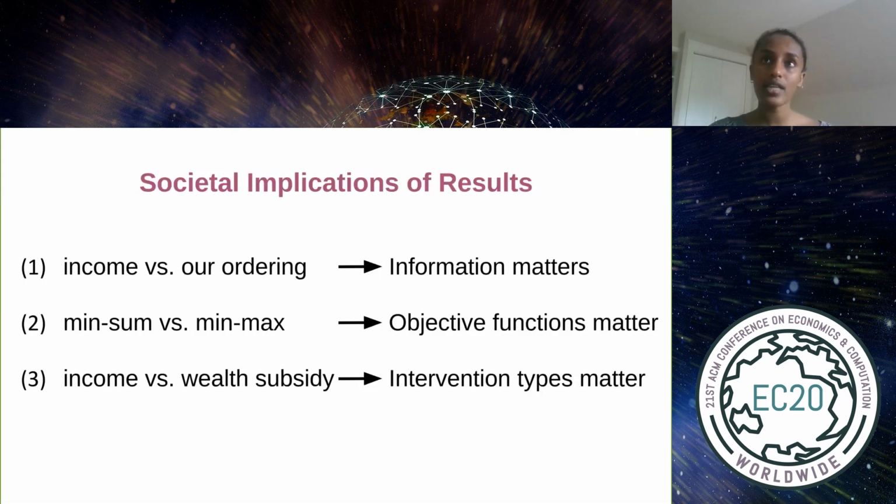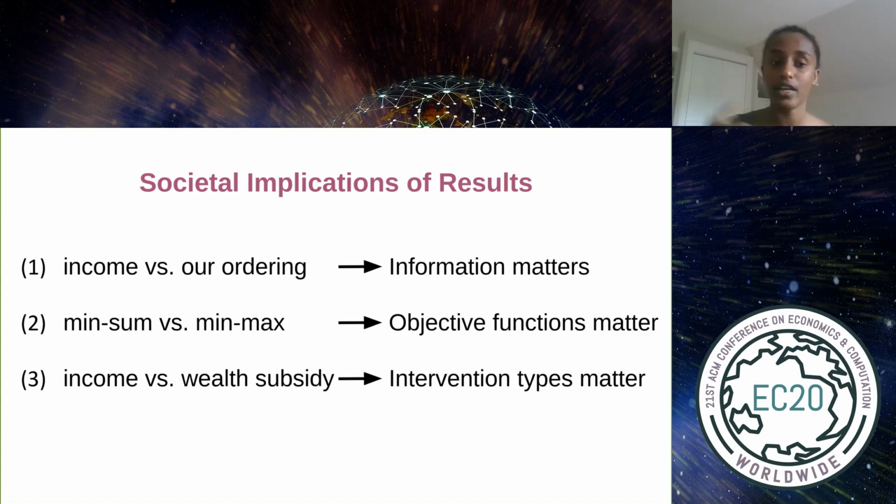So what these tell us is that there are deeper societal implications to our results, right? The first result, about the ordering by the agent's income versus our ordering, says that what information you're taking in about families can matter significantly. The second result says that the objective function that you're using here can matter significantly. And the last one says that the type of intervention that you're looking at can also matter significantly.